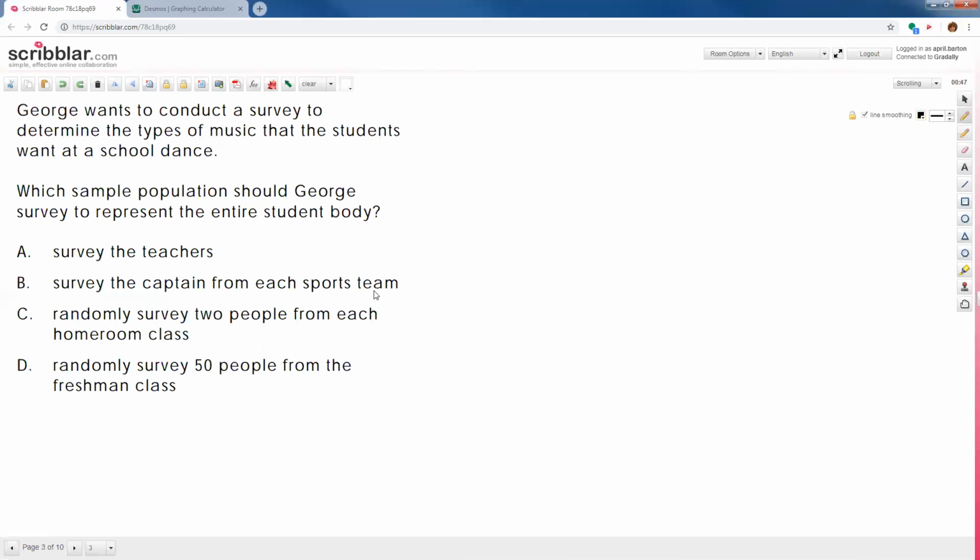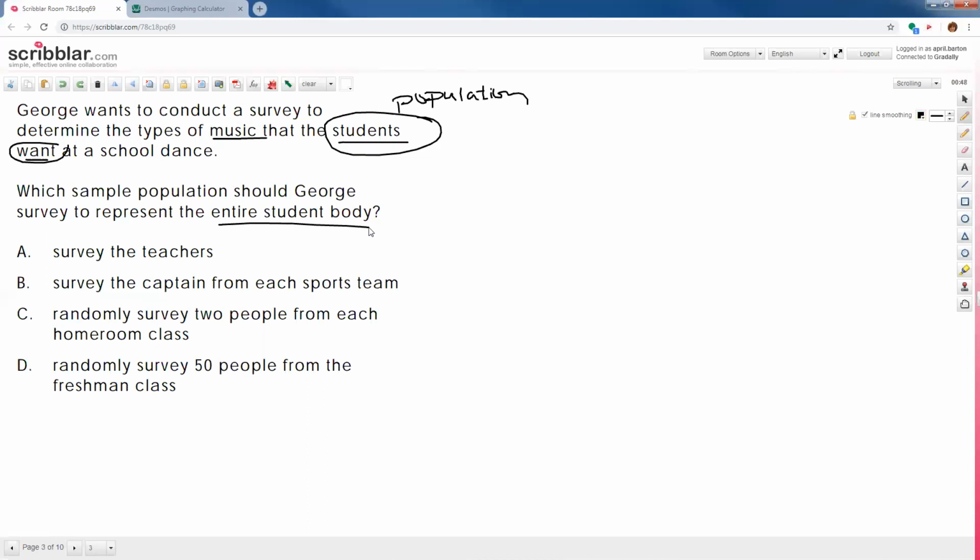So there's some super important keywords here. What he wants to know is the music the students want. Knowing who you're actually trying to find information about is super important. This is called the population, but really it's just the people you want to know information about. Which sample population should George survey to represent the entire student body? So we want to represent all the students.